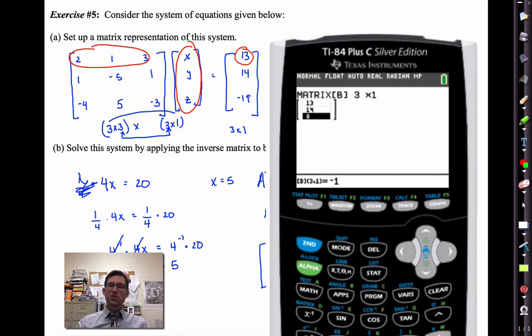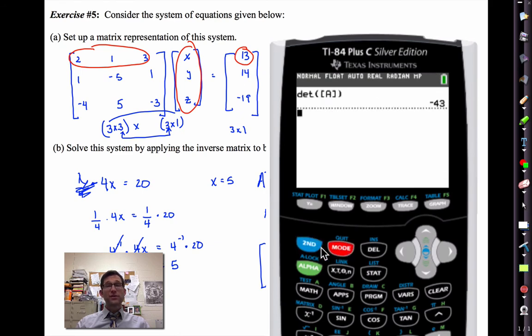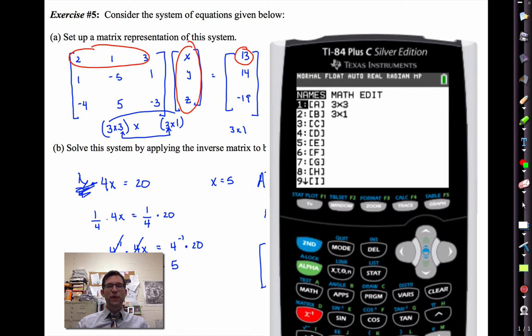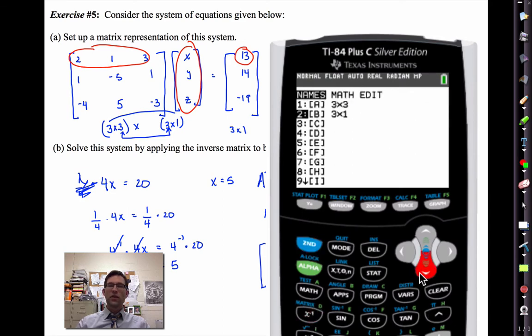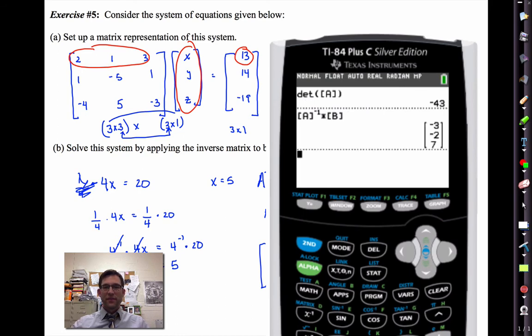Let's get back out to the main screen, and now let's literally type in A inverse times B. Let's go into the matrix menu again and grab A. We're back at the main screen, and let's hit that x to the minus 1 button. That gives me A inverse. Let's multiply it by B, and let's hit enter. And look what it gives me. It gives me the following vector: -3, -2, and 7. So x is -3, y is -2, and z is 7.